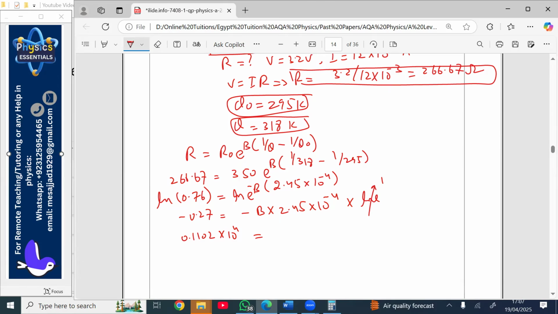Okay, so that is your answer. And now, because it's 4, it is about 1102 kelvins. Okay. Now, how do I know that the reading for B is kelvins?